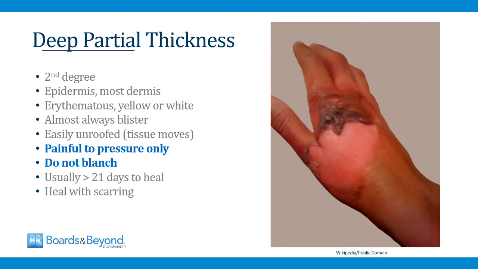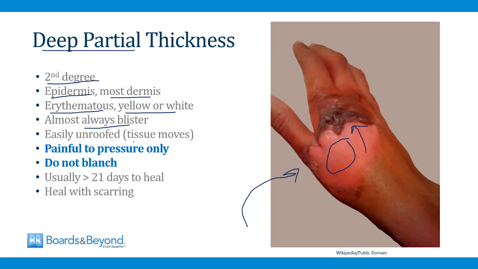Deep partial thickness burns were also called second degree burns in the old system. These burns also involve the epidermis and they involve almost all of the dermis. They can be erythematous, but they also can be yellow or white, and they almost always blister. This is a picture of a deep partial thickness burn on the screen here. You can see this white area here. The skin in these burns is often easily unroofed. You can see that the skin's been pulled up here.